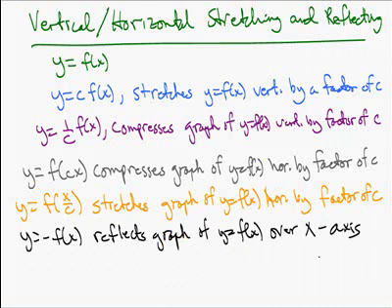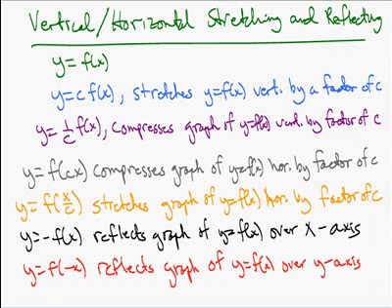Finally, y equals negative f of x reflects the graph of y equals f of x over the x-axis. And if we look at y equals f of negative x, that will reflect the graph of y equals f of x over the y-axis. So, again, these are all just listed out in your book for you on page 39.